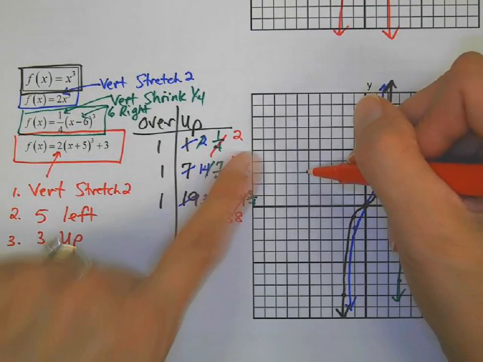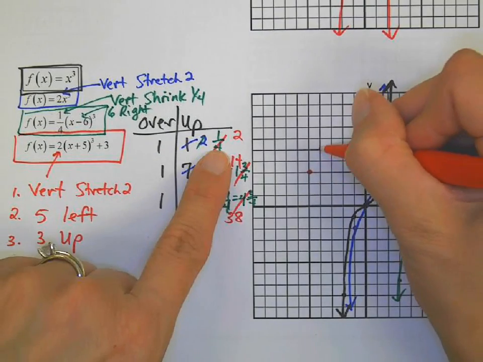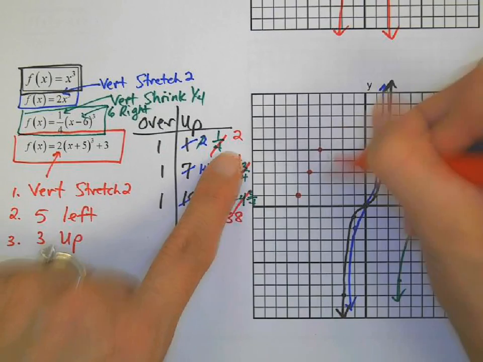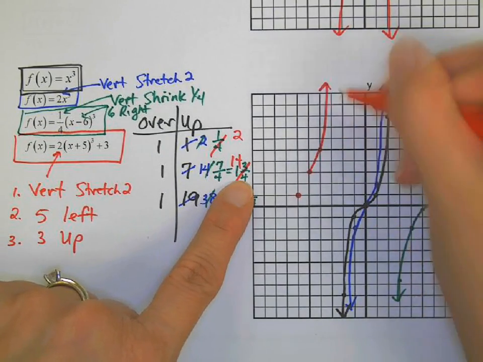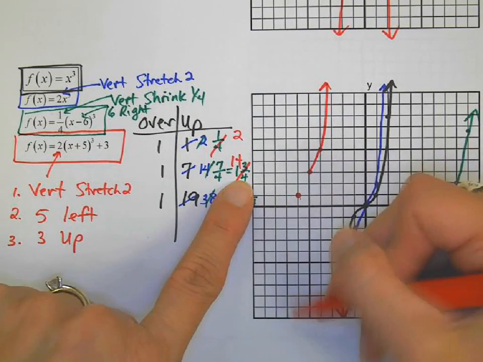Okay, a cubic that is stretched. Here we go. Over 1, up and down, 2. Over 1, up and down, 14. 14 is definitely not going to fit this way. Does 14 fit that way?